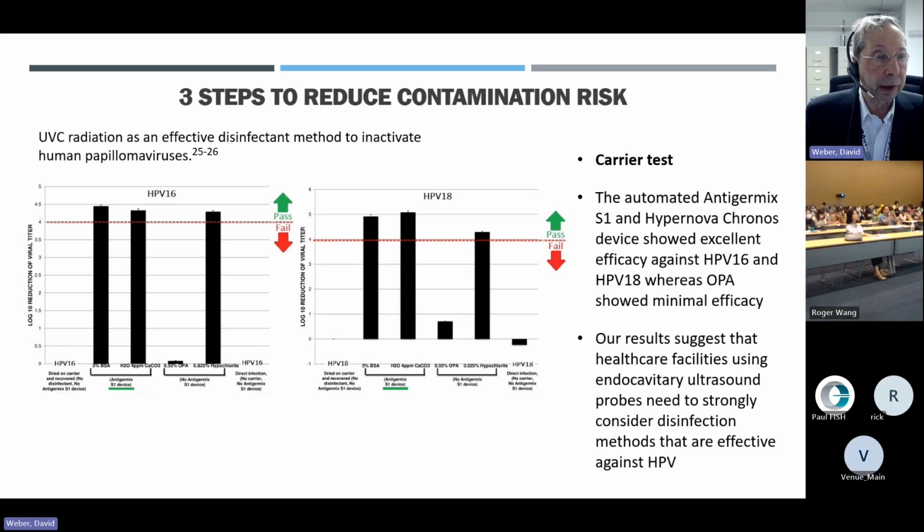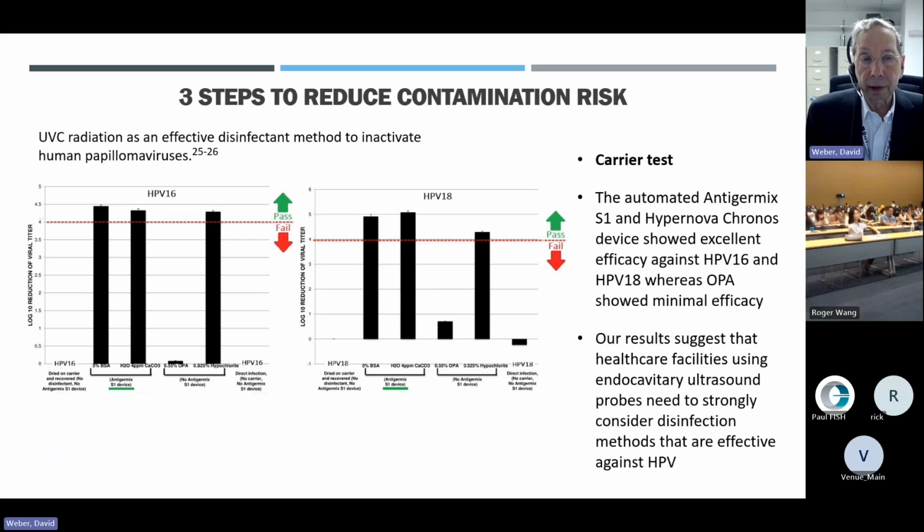UVC radiation is an effective disinfectant method to inactivate human papillomavirus. Of course, UVC, particularly at 254 nanometers, is the most microbiocidal wavelength for UV, and that's why UVC is the preferred type or wavelength for UV irradiation. And you can see here both for HPV 16 and HPV 18, which are the major HPV types that cause cancer, you're getting inactivation of 10 to the 4th or 10 to the 5th of organisms.